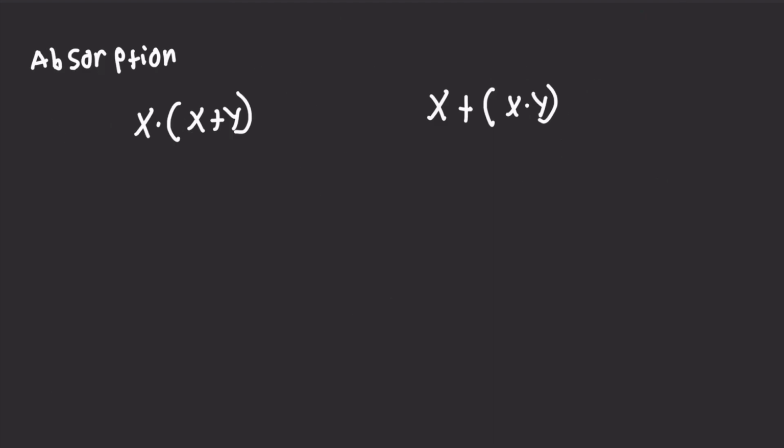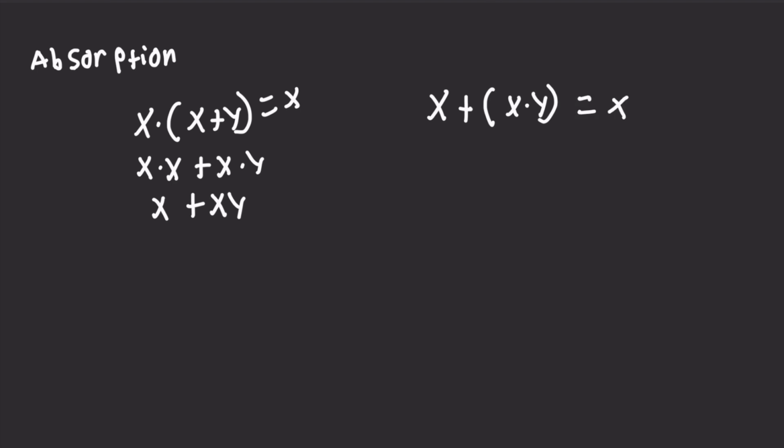Alright, so looking at the absorption that I said earlier, we're just going to go ahead and multiply this through. So it's going to be the AND version of it. You're going to have an x times x plus an x times y. Then if you put these two together, you have an x plus an xy. So obviously, we saw earlier that this is going to be equal to x, and this is also going to be equal to x.